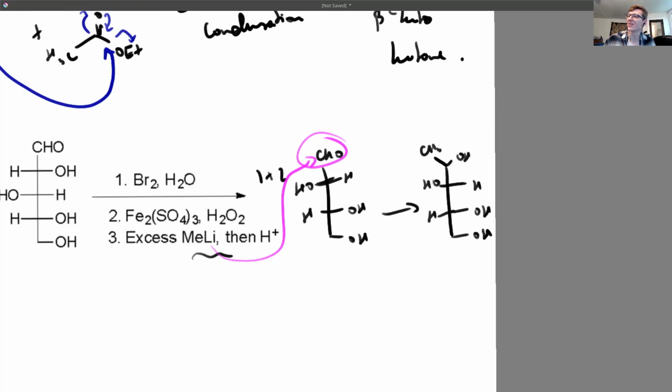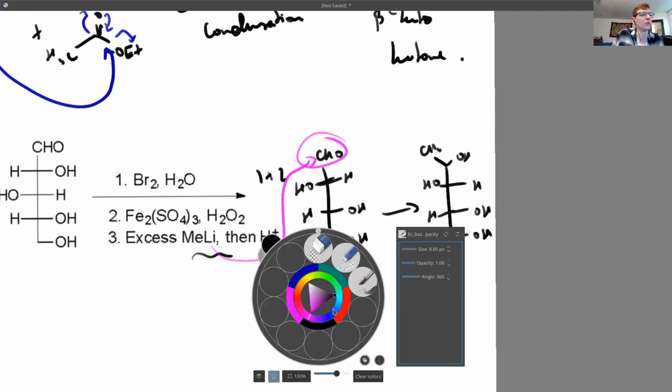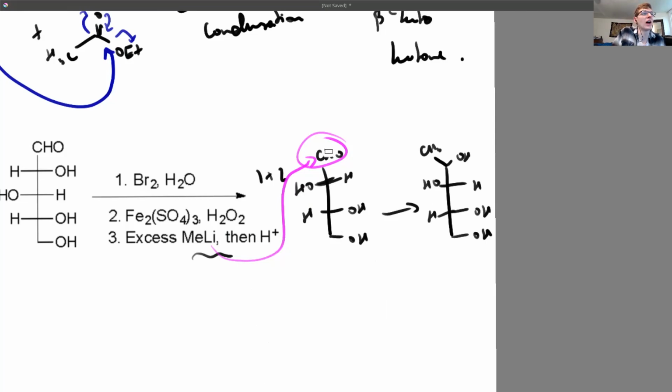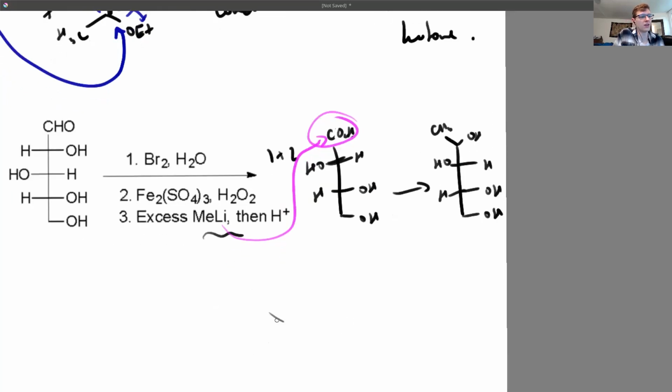Interesting. The answer key that I have says you get a ketone out at the end. That makes sense, I guess, though. Because, and oh, this would be why, I think, because we don't get an aldehyde here. I think we get a carboxylic acid, CO2H. And so when you add excess organolithium to CO2H, then you get a ketone back at the end.